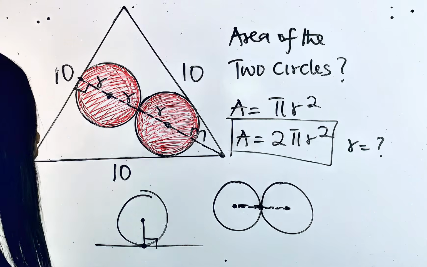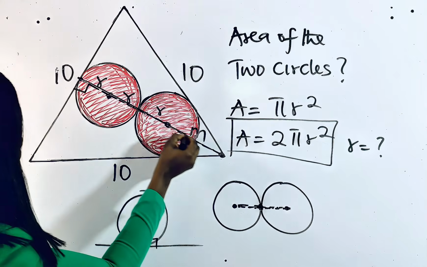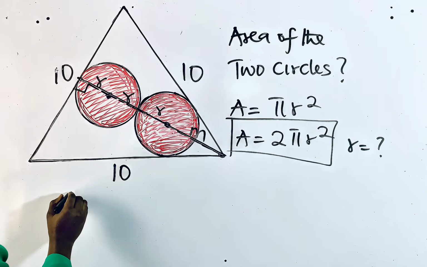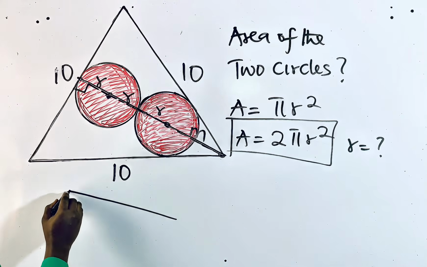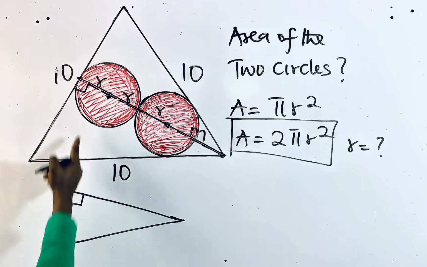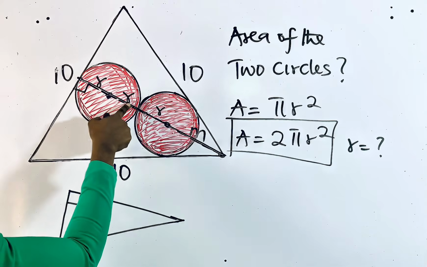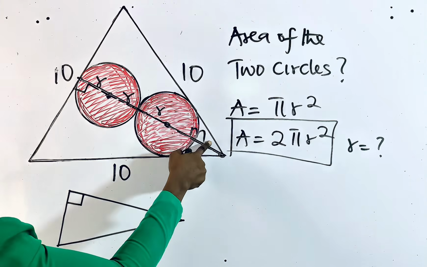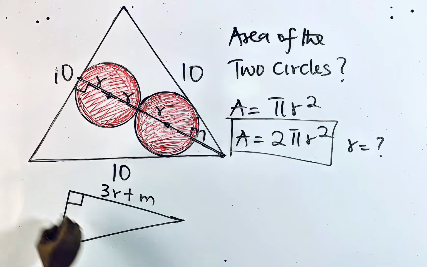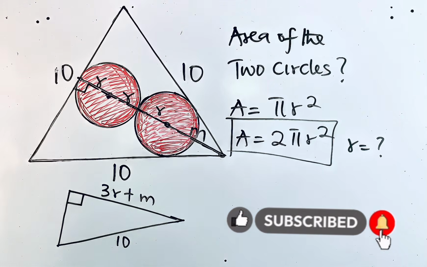So what do we do next? You observe that we can easily bring out this shape. You see that this has formed a right angle triangle. So let's bring it out. This is what we have. This right angle here, and the total length here is given as r plus r plus r, which is 3r plus m. So we have 3r plus m. Then this length here measures 10 units. But this is not enough for us to calculate the radius.